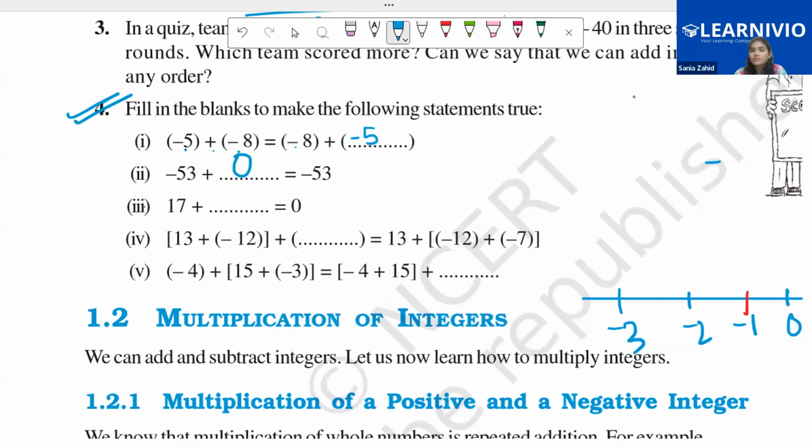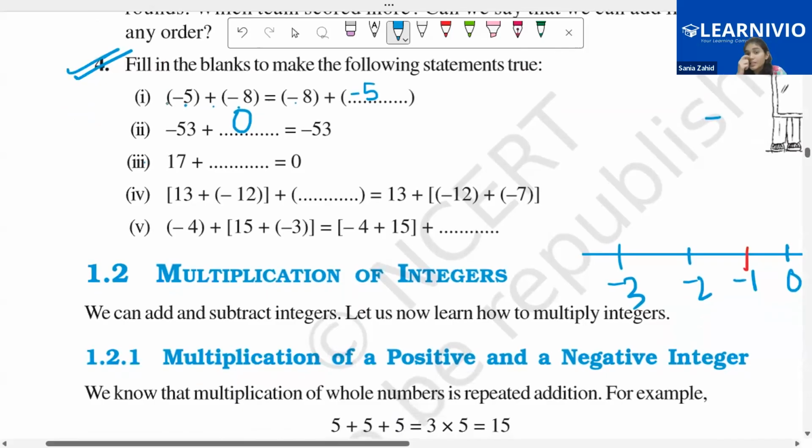Yes, students, have you done? Yes. So tell me the answer for the third one. 17 added to what number will give you 0? I explained just now. Negative 17. Whenever you have to get 0 as your answer, one number should be positive, the other number should be negative, and it should be the same number.